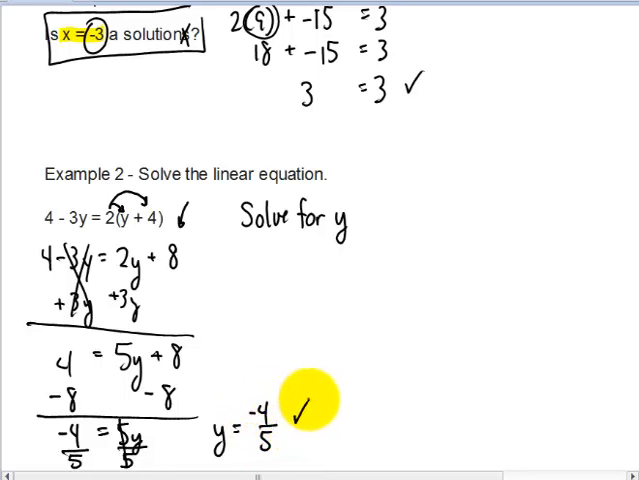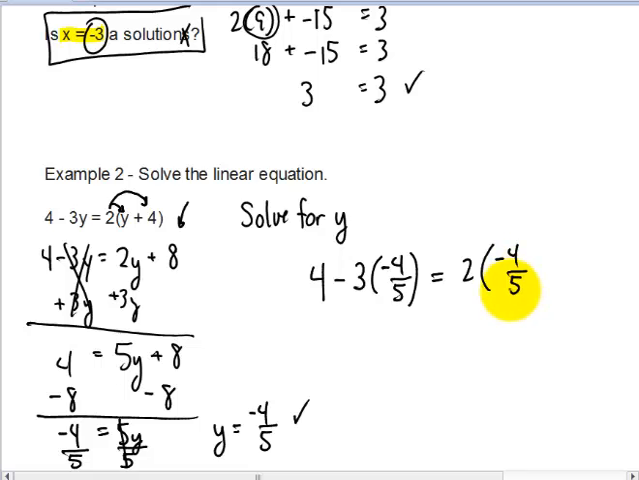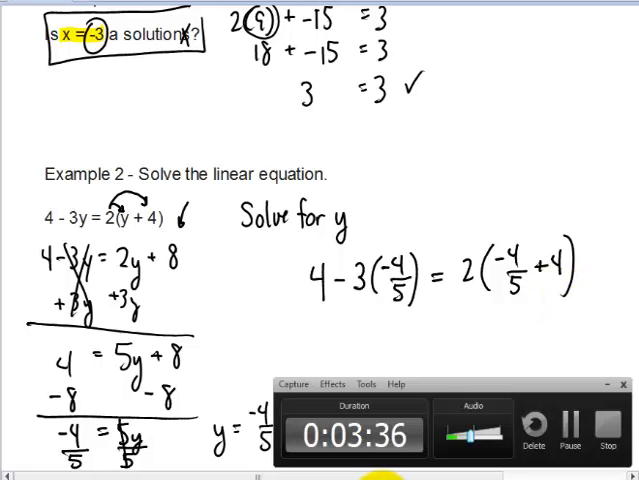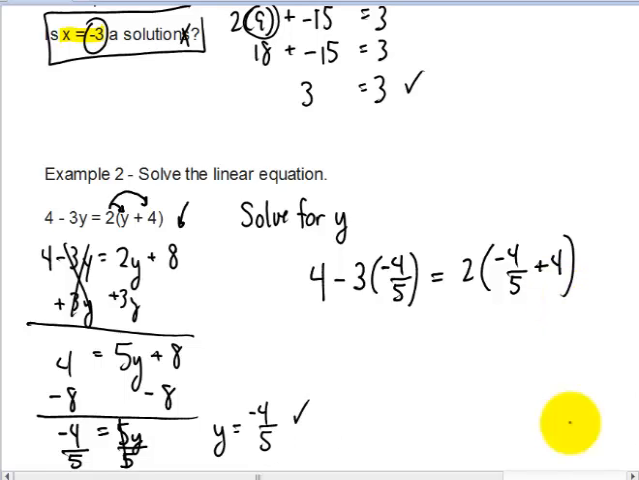I should check that to make sure that's right. So 4 minus 3 times negative 4 over 5, does that equal 2 times negative 4 over 5 plus 4? I'm just going to do the arithmetic on this real quick. I'll pause the video so I don't waste your time, and I'll check back with you in a second.